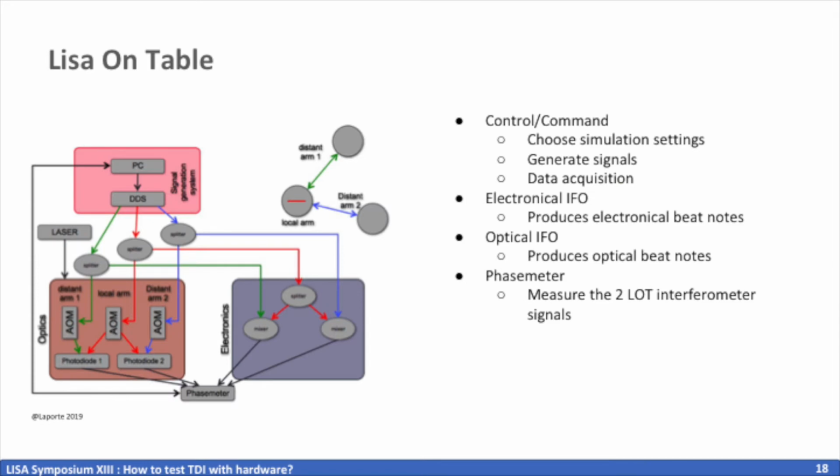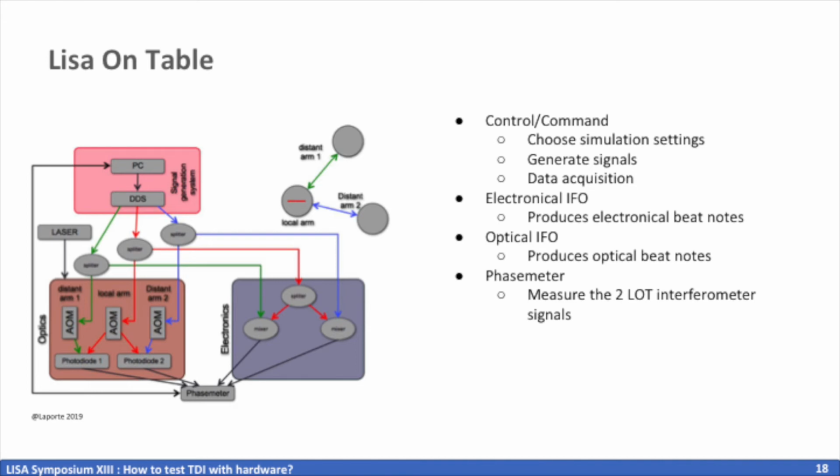Now I'm going to talk about how we can test TDI with hardware. LOT, for LISA on Table, is an electro-optical LISA simulator. It has been developed for several years at the APC laboratory with the support of CNES. The main goal of this experiment is to test the noise reduction method TDI and various instruments like photodiodes or the phase meter. It's composed of 4 subsystems.